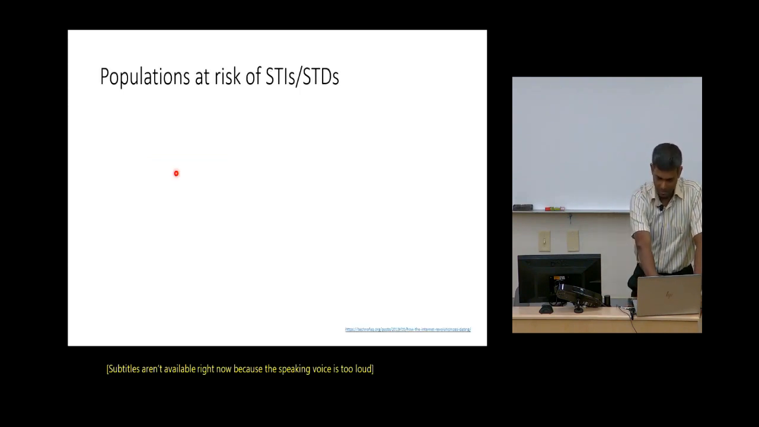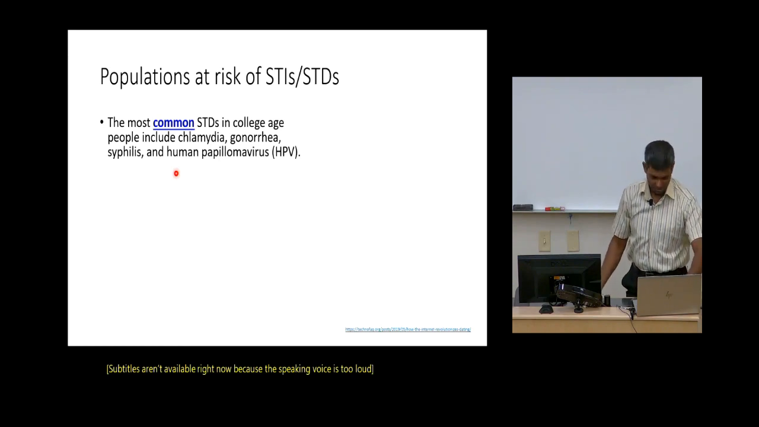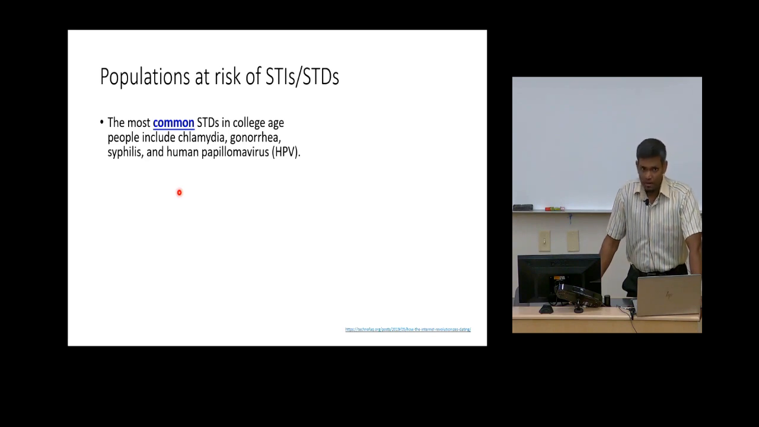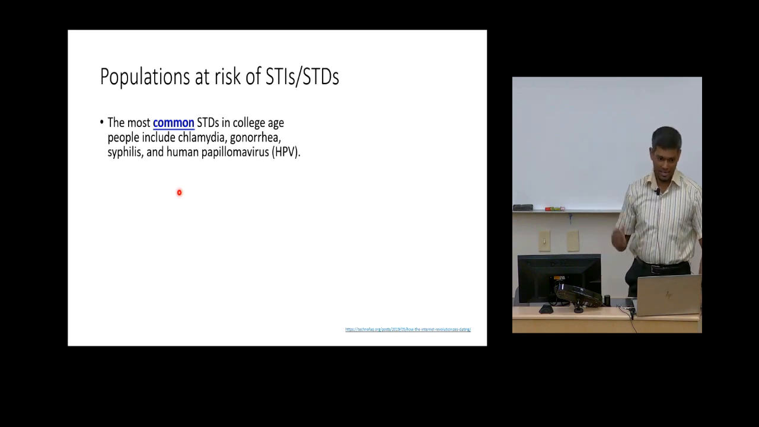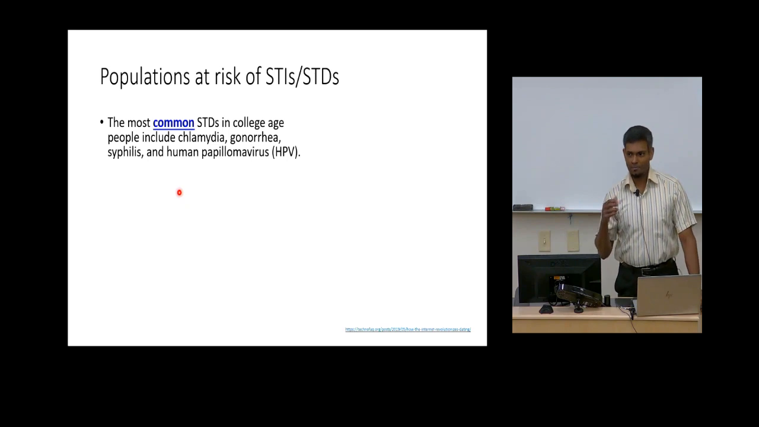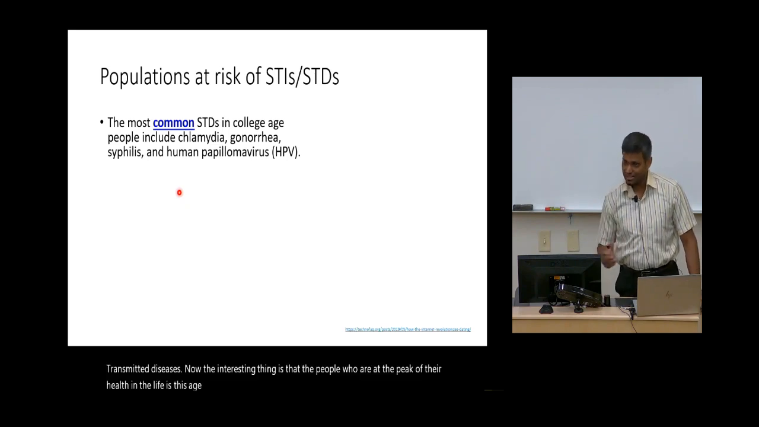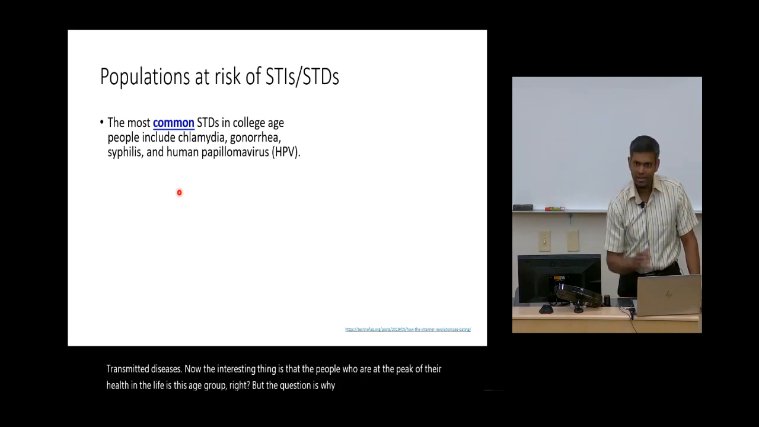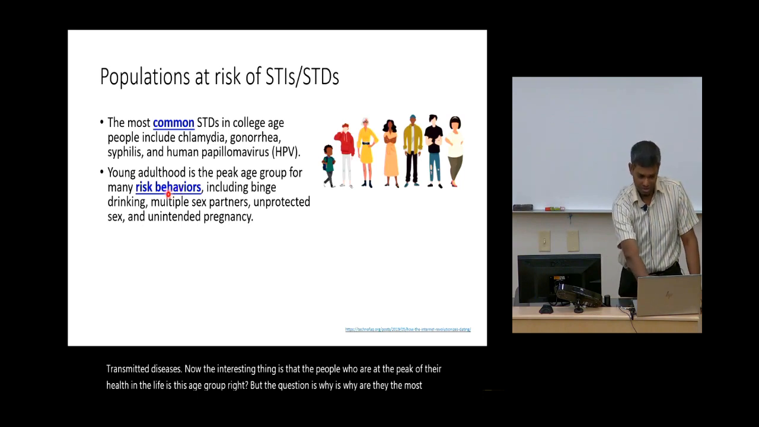So why did I mention these diseases? Well, the reason is that the most common STDs in college age people include chlamydia, gonorrhea, syphilis and the human papilloma virus. So that is the reason why I mentioned these examples. Now the interesting thing is that the people who are at the peak of their health in their life is this age group, right? But the question is why are they the most susceptible?